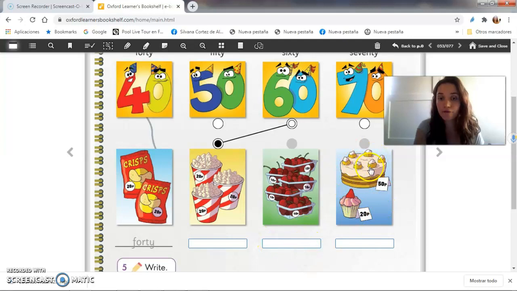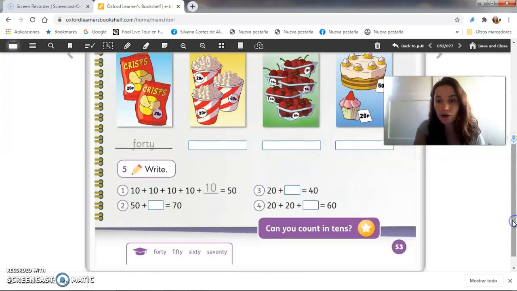And finally, we have the cakes. How much are the cakes? This cake is 50 pence. And this cake is 20 pence. Yes, so 50 and 20 is 70. Very good. So you match the cakes with number 70. Y acá escribe la palabra 70. Now we can complete exercise 5.